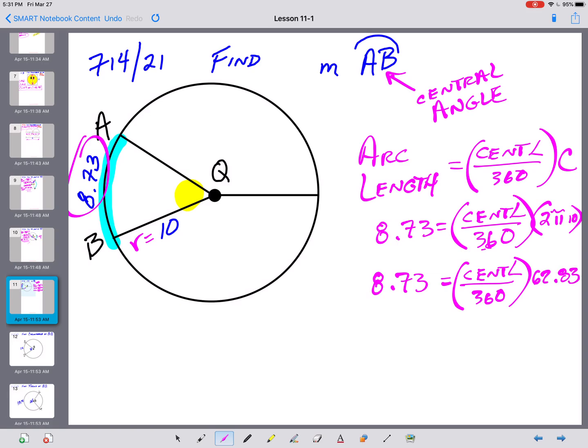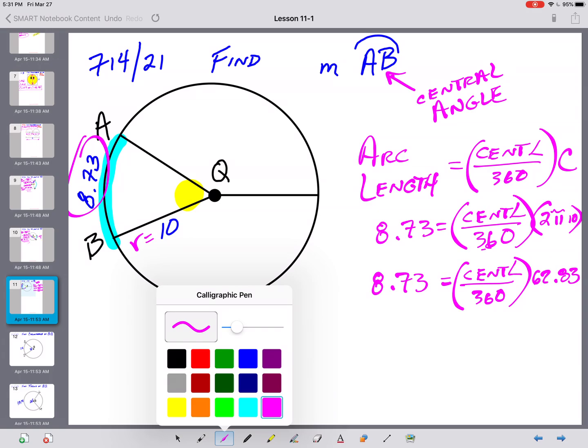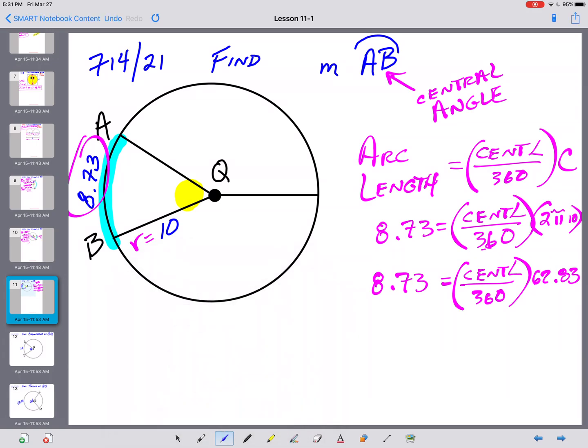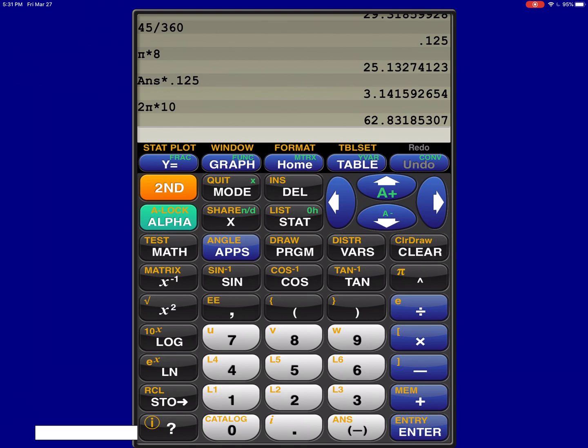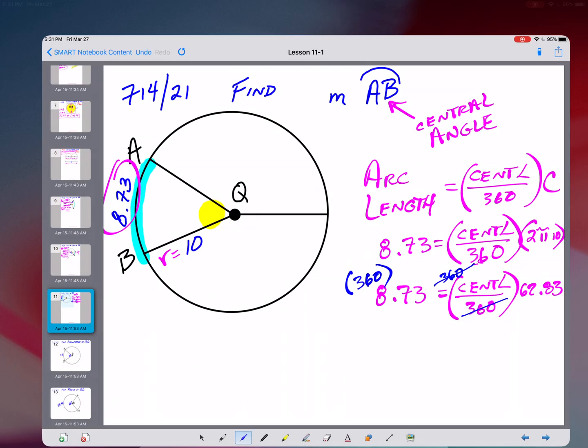62.83. What do you want to do next? Algebra. Think about what you want to do to get the central angle by itself. Hopefully someone out there says multiply both sides by 360. Multiply by 360 to get rid of that. Let's do it. 8.73 times 360. There we go. Good. 3142.8.